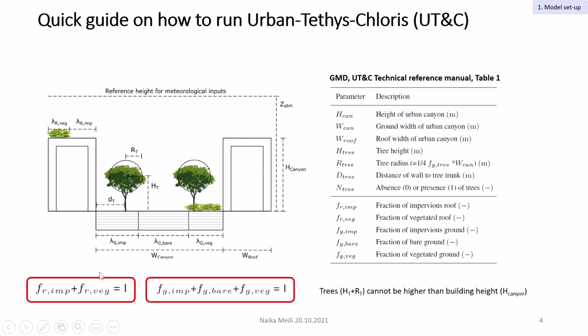Note that the impervious and vegetated roof fractions, as well as impervious bare and vegetated ground fractions, each need to sum up to 1. Also, the total tree height, which is the height of the tree plus 1 radius, cannot be higher than the average building height.